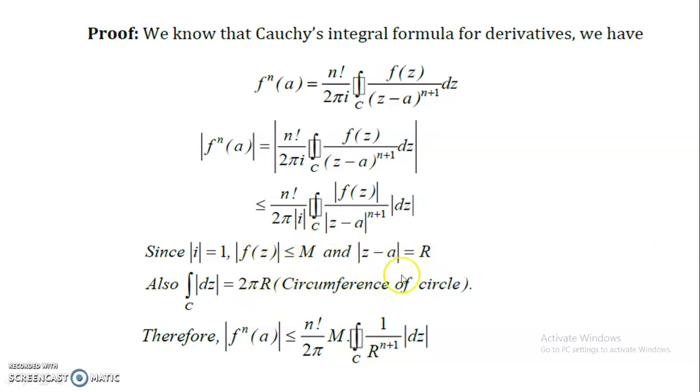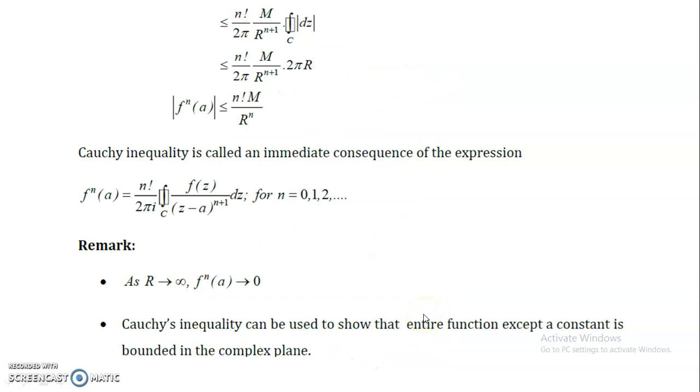By making use of all these concepts, obviously the modulus of i is 1, so the modulus of f of z is less than or equal to M, and this is 1 over z minus a to the power n plus 1, which is 1 over r to the power n plus 1. So this integration of modulus of dz over the closed contour C is the circumference of the circle, that is 2 pi r.